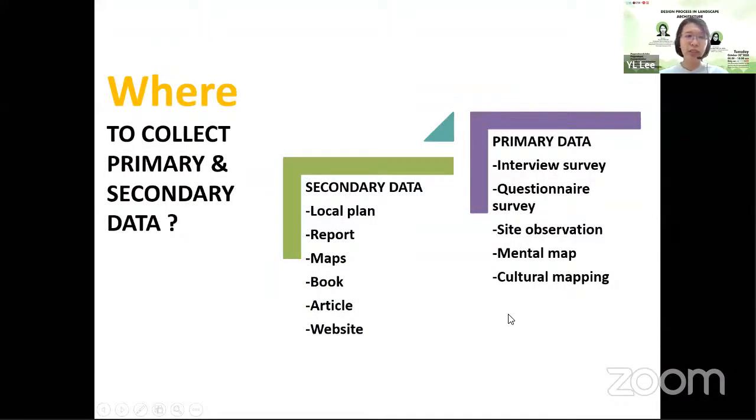Okay, I'm asking just now, what is the purpose of doing a site survey, right? So now, where do we collect primary and secondary data?